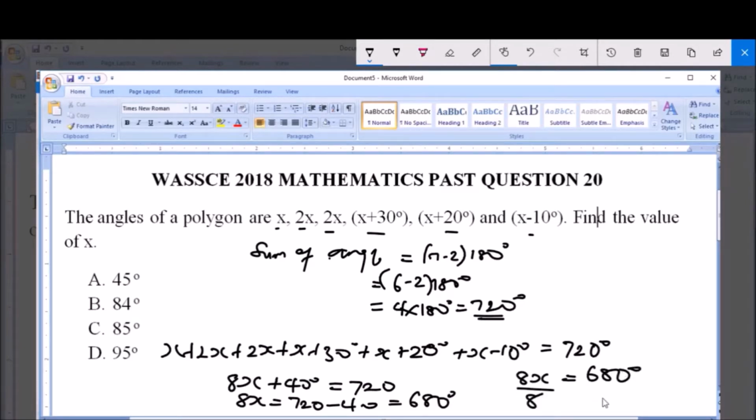Divide both sides by the coefficient of x, which is 8. 8 here will cancel 8, so we have x is equal to, now 680 divided by 8 is equal to 85 degrees. So the value of x is 85 degrees, and that is option C.